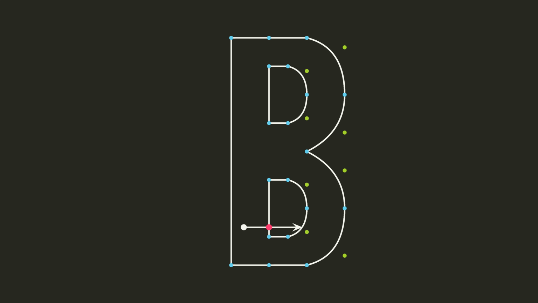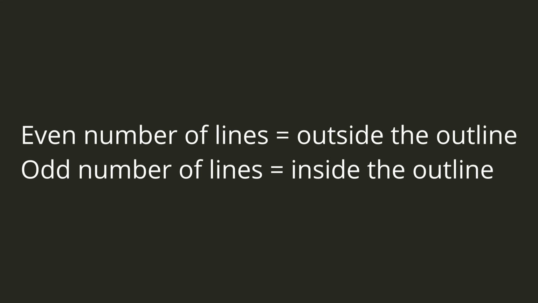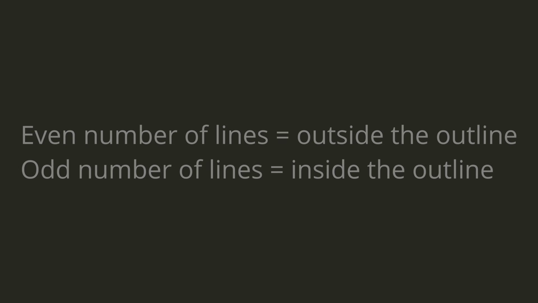What about when we start inside here? We run into 3 lines. And what about in here? 2 lines. And here? We run into 1 line. There's a pattern. Every time a pixel is inside the outline of B, we run into an odd number of lines going to the right. But if the pixel is outside the outline of B, we run into an even number of lines.